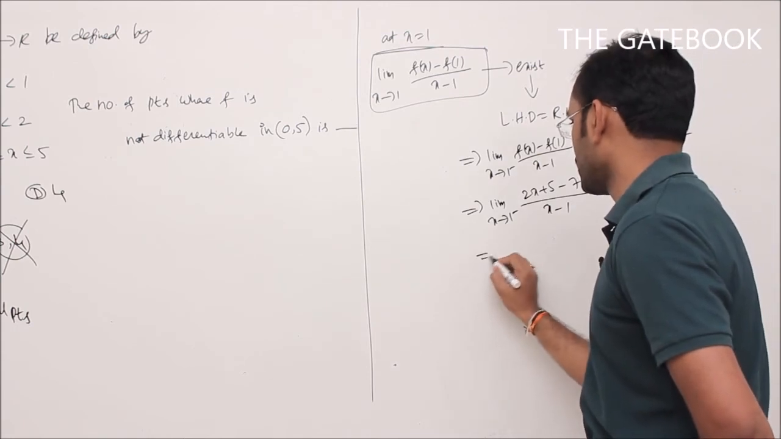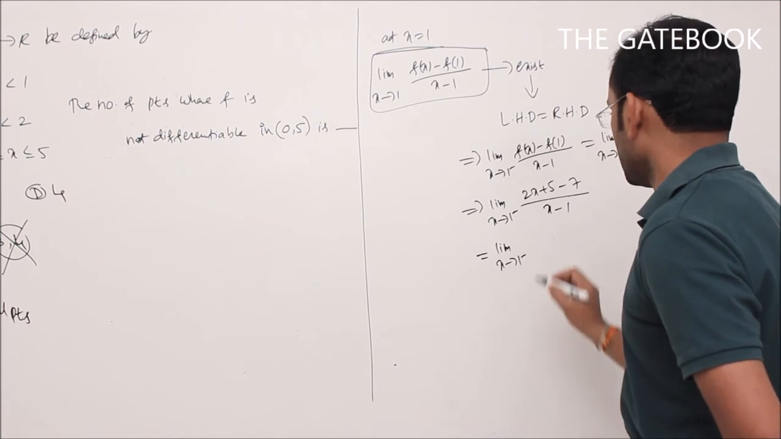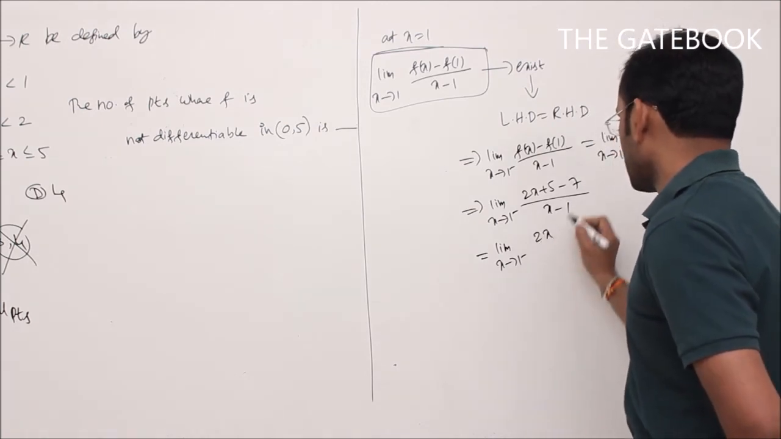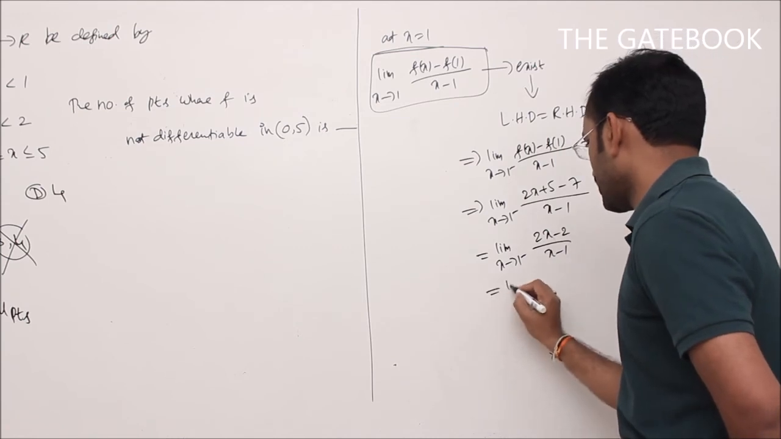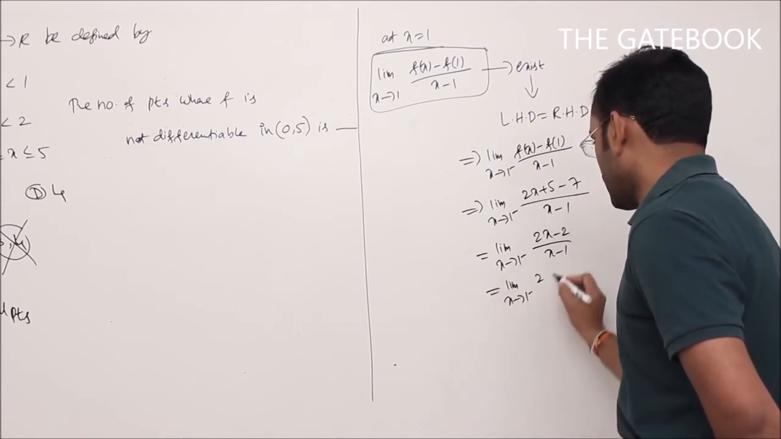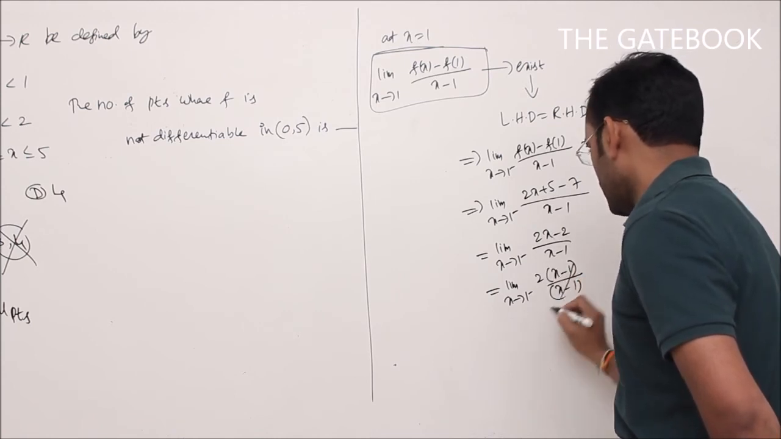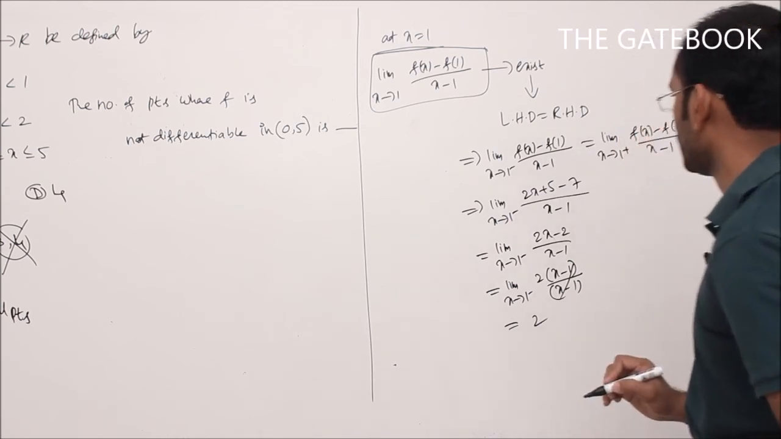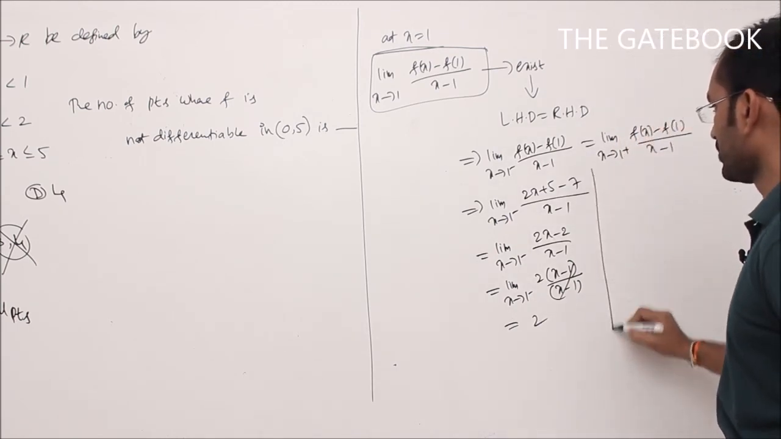Simplify this one. That is equal to the limit as x tends to 1 minus of (2x minus 2) by (x minus 1), which is equal to the limit as x tends to 1 minus, taking 2 common, of 2 times (x minus 1) by (x minus 1). So we get 2, the left hand limit value is 2. And what about the right hand limit value?